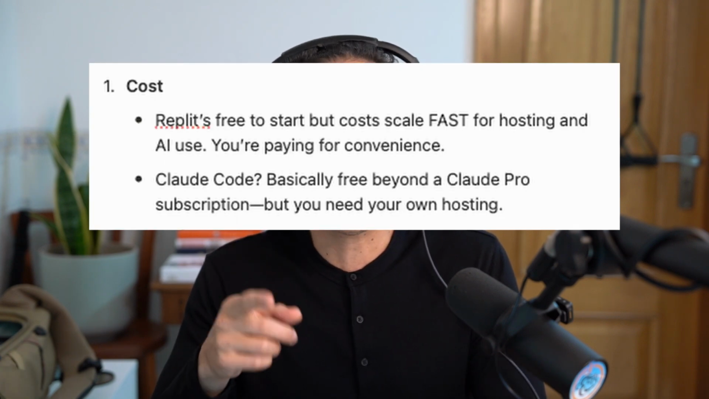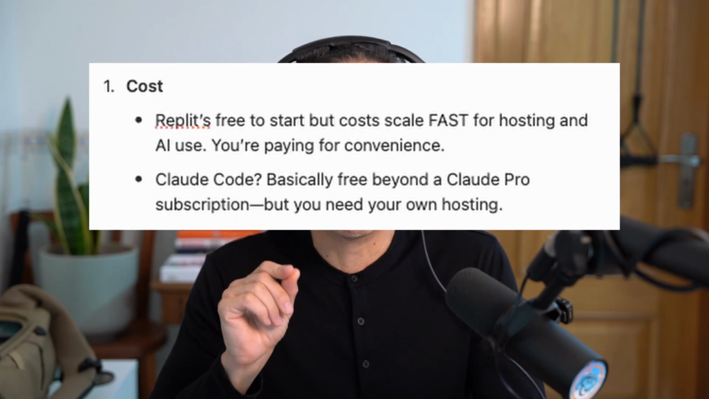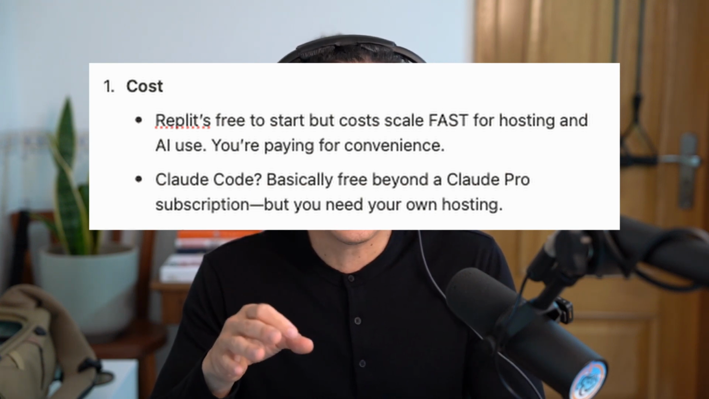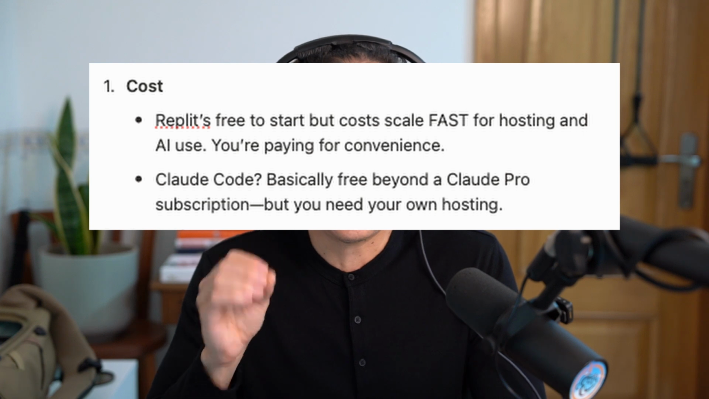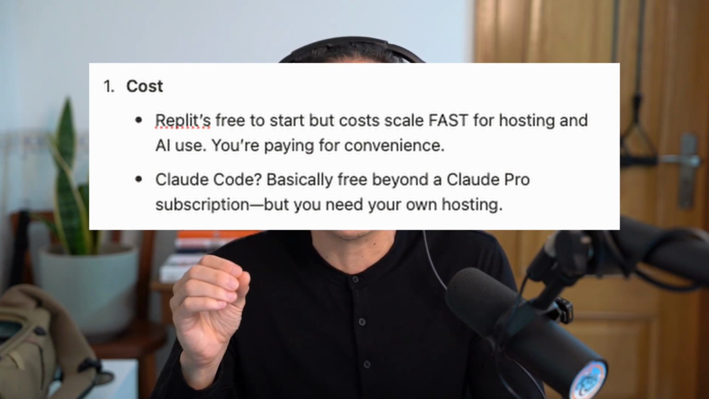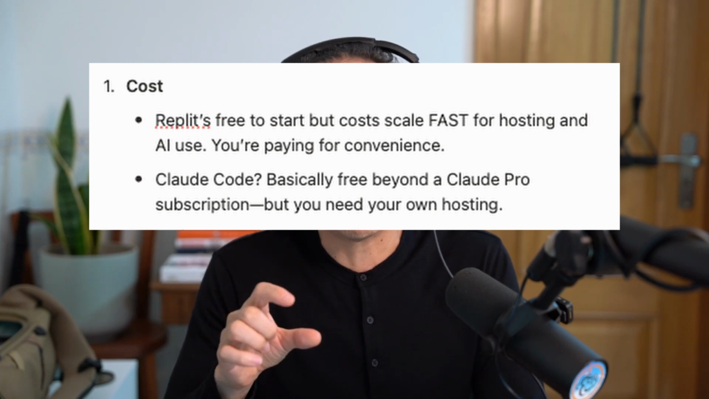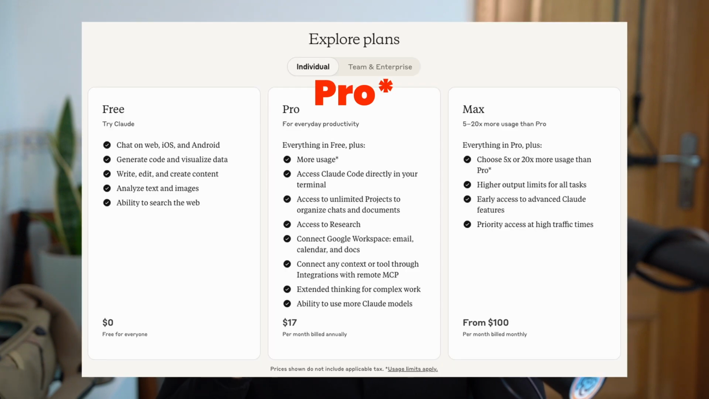Now, here's the key differences. Cost. Replit's free to start, but costs do scale fast for hosting and AI use. You're paying for convenience here. Claude Code, it's basically free to test if you wanted to prompt Claude and then throw that output into your IDE. But if you want to use the power of Claude Code in your terminal that you can talk to and it can vibe code with you, you do have to pay that $20 a month fee for the Plus subscription with Claude. Now, already out the gate, that's $5 cheaper per month just going with Claude.